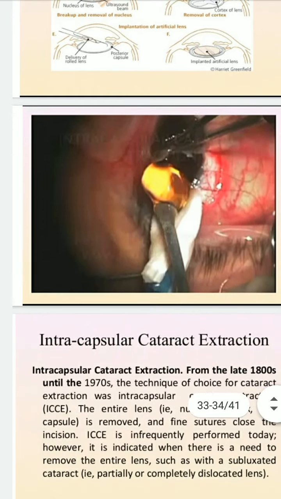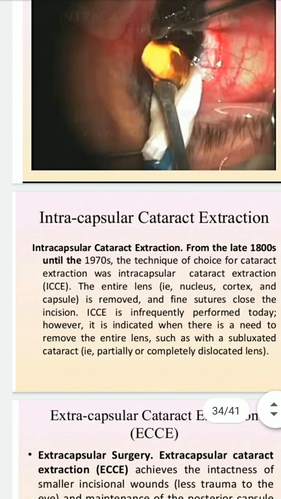The second one is the intracapsular cataract extraction. In this, the entire lens, that is nucleus, cortex, and capsule, is removed, and fine sutures close the incision. It is infrequently performed today.